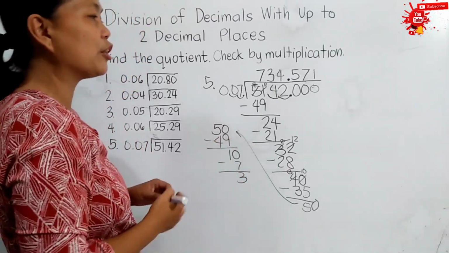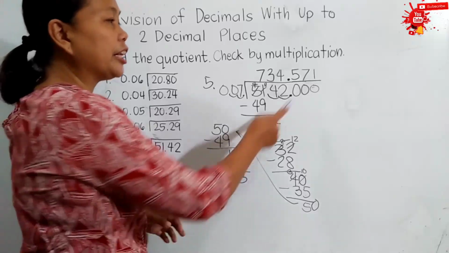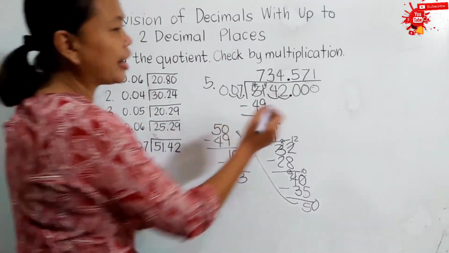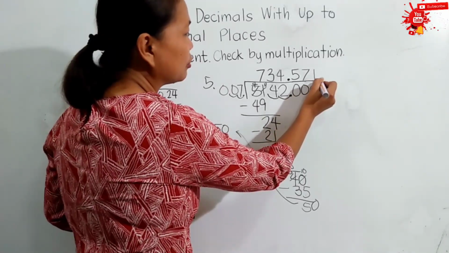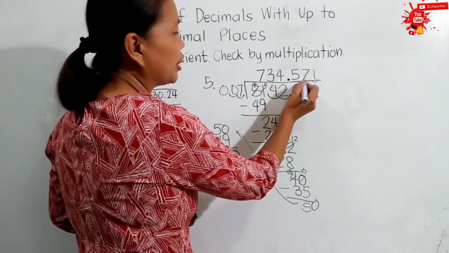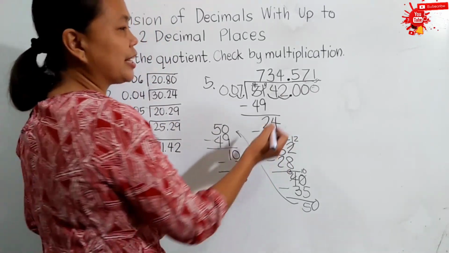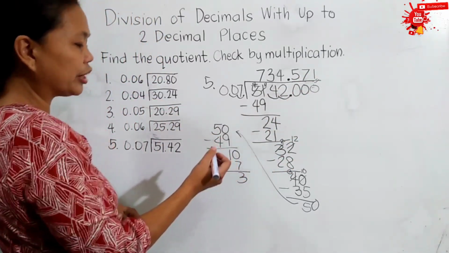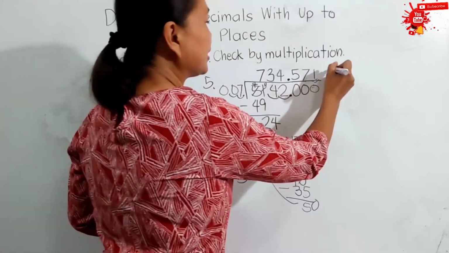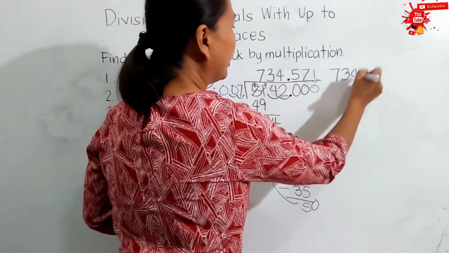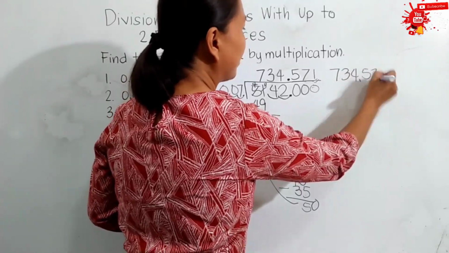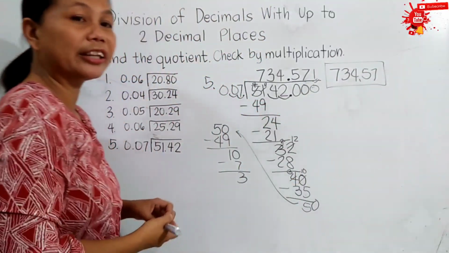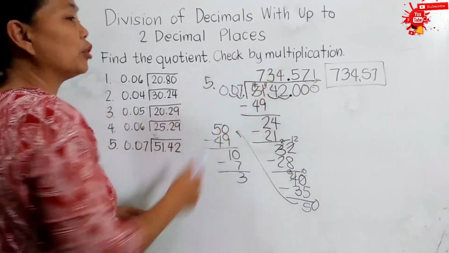So, may uulit na tayong digit, kaya pwede na rin tayong mag-round off up to 2 decimal places. So, pag nag-round off tayo, titignan natin yung sinusundan ng 7. So, 7 yung nasa 2 decimal places. So, dahil 1 to, so remain yung 7. So, ang sagot natin ay 734 and 57 hundredths. So, i-check natin kung tama yung sagot natin na yan by means of multiplication.